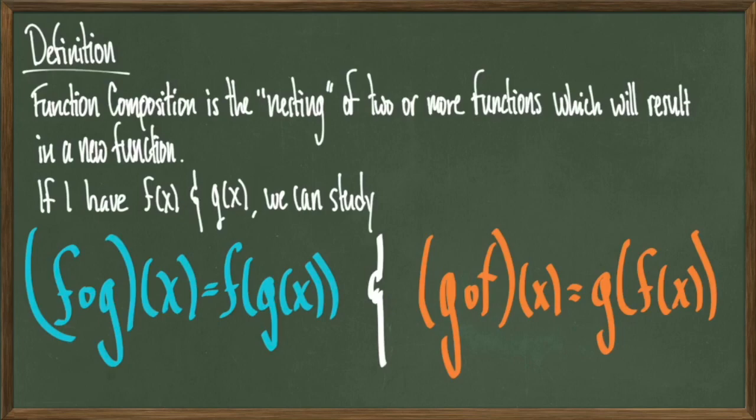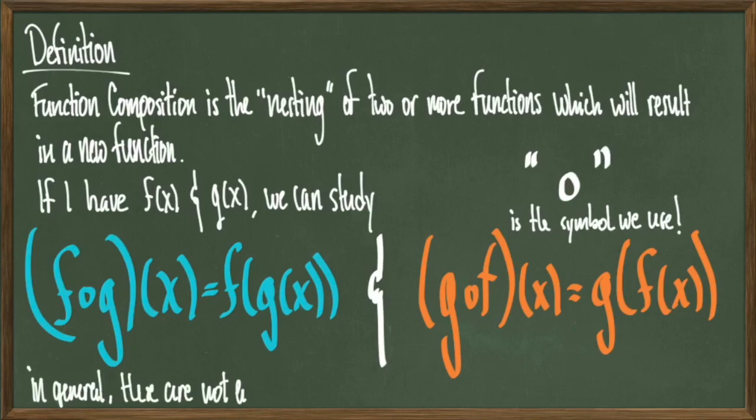Basically, it's like we're evaluating functions at functions instead of at points. So at this point, we're learning just a new definition, but we're not going to be learning too much new math. It's essentially just going to be a lot of algebra. Notice that the little circle here is the symbol that we use denoting composition. And in general, the quantities on the left and right here are not equal. Let's go ahead and jump into some examples.